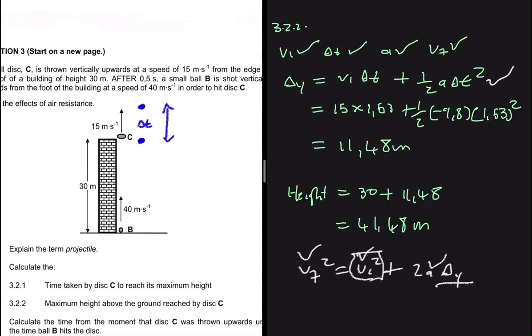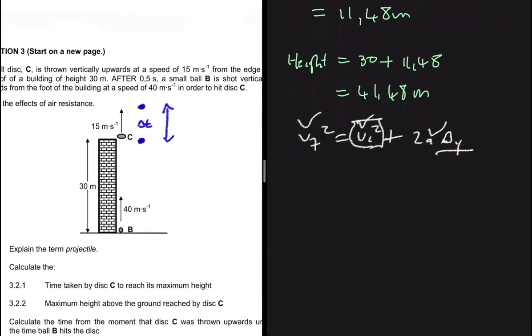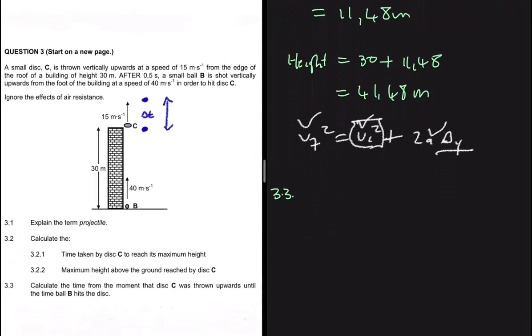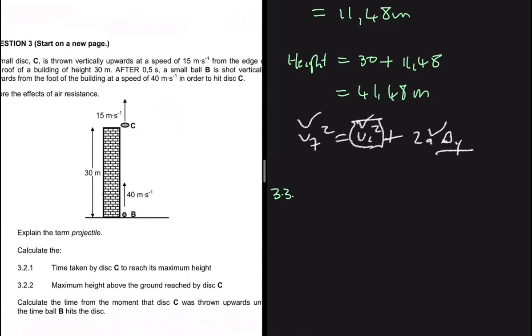Right, let's move to 3.3, the interesting question, the one we've been essentially waiting for, right? So 3.3 says, let's calculate the time from the moment that disk C was thrown upwards until the time ball B hits the disk. So let me show you something. Let me just get rid of this and let's look at our sketch, right?